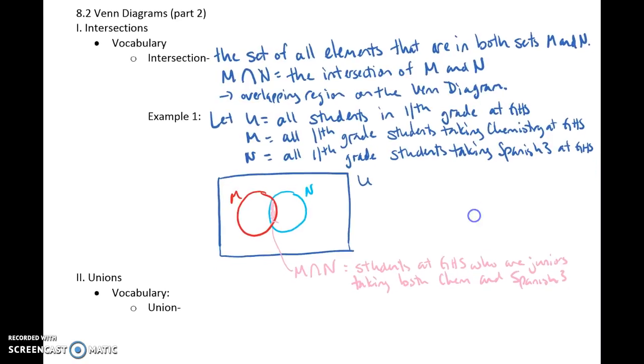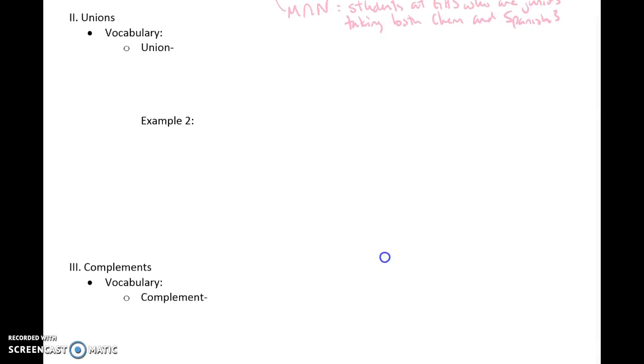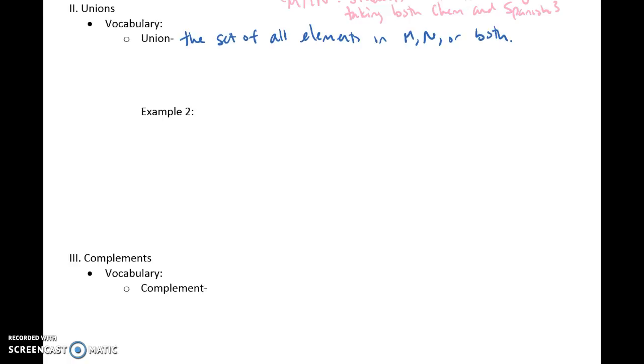Unions, on the other hand, are the set of all elements that are in either set or both. So it's more inclusive of all the different elements. Okay, and we are going to use a pretty straightforward symbol here. It's going to be the reverse of the intersection. So if we have something like M, this U shape, N, that means it's the union of M and N. And again, the union includes basically every possibility.